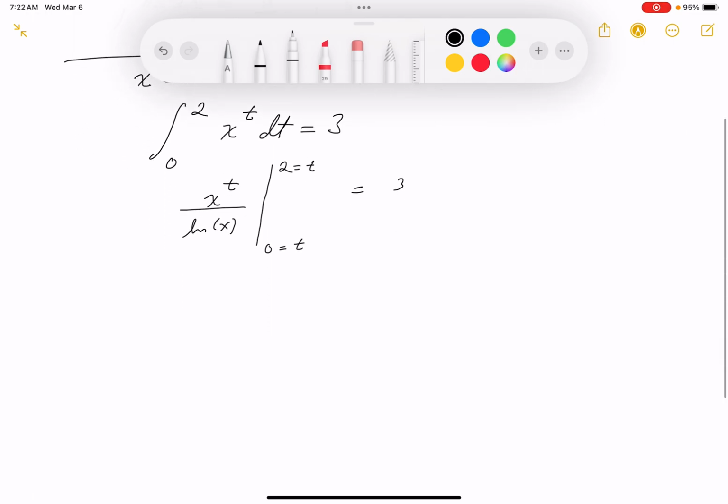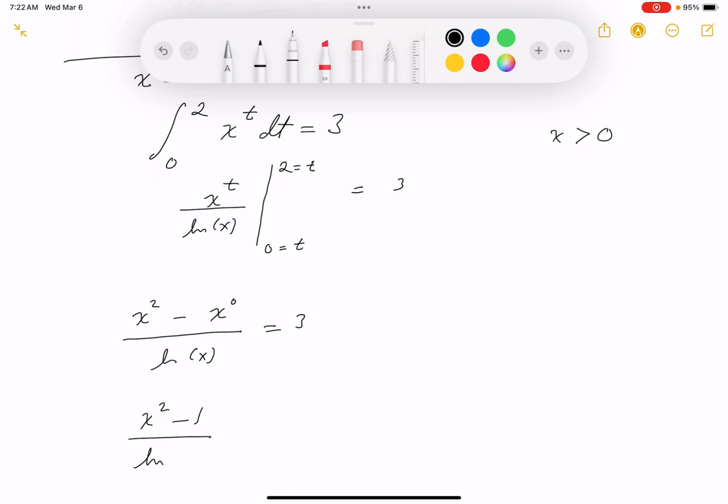All right? So let's write this down now. What are you going to get? x squared minus x to the 0 over ln x is equal to 3. All right? Now x to the 0, I'm going to say over here x is a positive number, and I'm making that restriction at this point. And what I'm going to write down now is this is x squared minus 1 over the natural log of x is equal to 3.